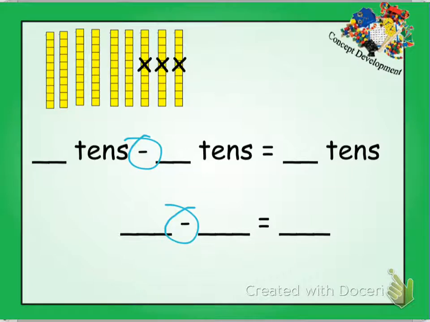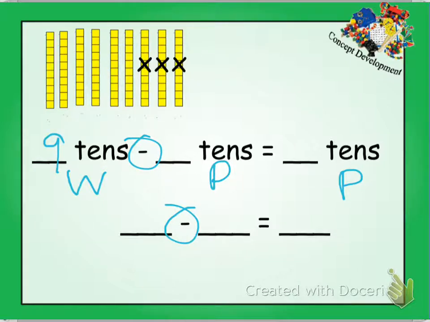So looking at this, I know subtraction is your whole minus your part equals your other part. I know my whole is whenever I have all of it at one time. So I have to say how many tens I have. So I have 1, 2, 3, 4, 5, 6, 7, 8, 9 tens.